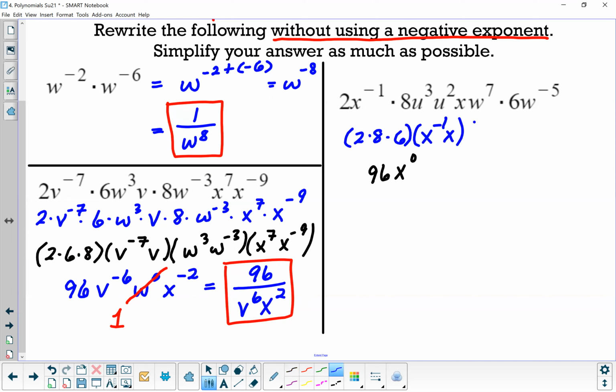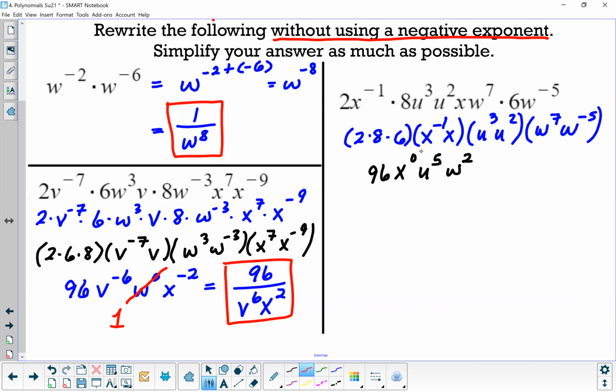All right, our u's, we have u cubed and u squared. So that's u to the 5th power. And our w's, w to the 7th and w to the negative 5. Add your exponents, so that's w squared.